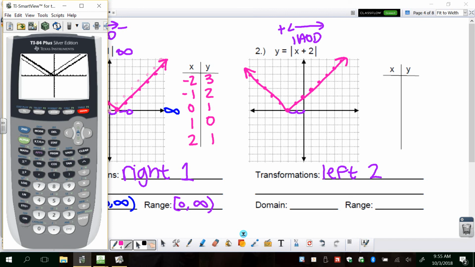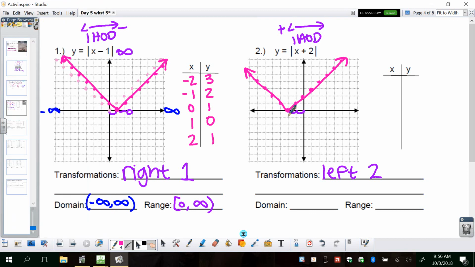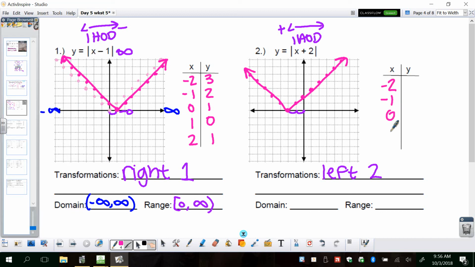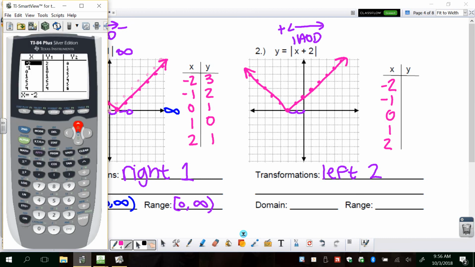Does that match? Yes. Now I can also go to my table. Just be careful because I left the original in there. So y1 is the original, y2 is the new point. Do we have 0, 2? Yes, we do. Okay, so we can also use this to find our new table. So I'm going to stick with the -2, -1, 0, 1, 2. And that gives me 0, 1, 2, 3, 4.